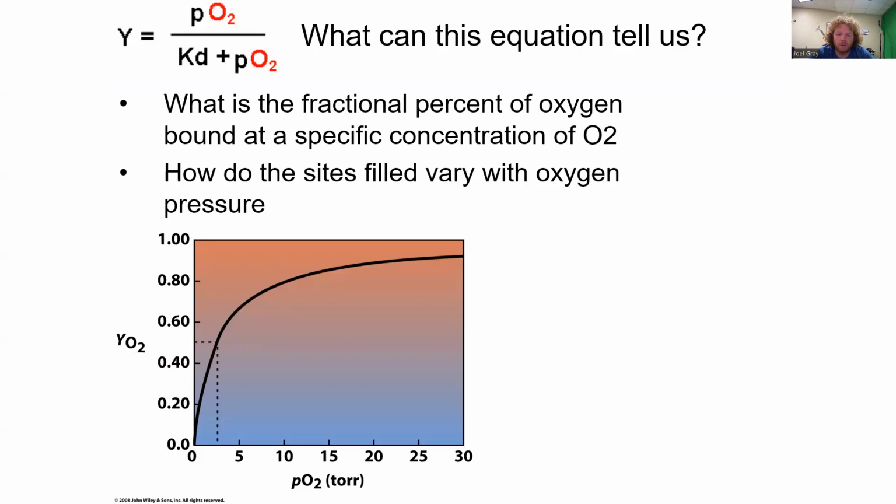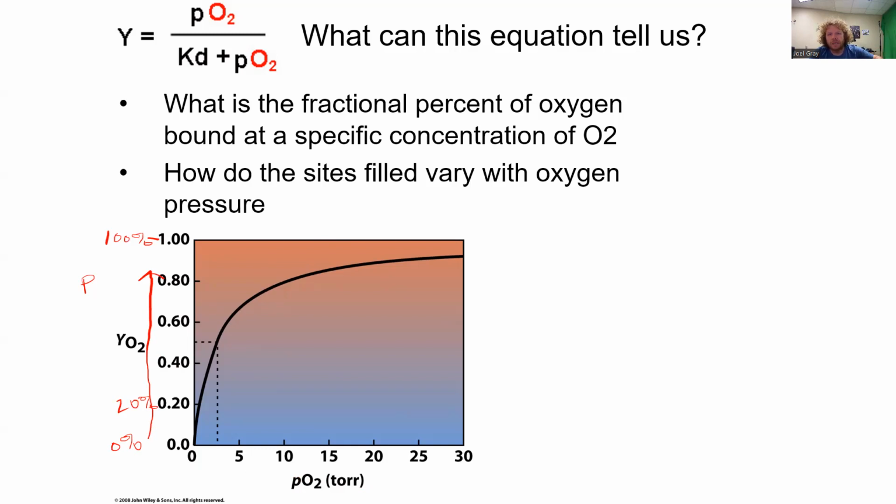But this is our hyperbolic curve. If you look at the y-axis, what this is showing us is that at the top, 1.00 is equivalent to 100% of the protein having bound to the ligand. And along our y-axis, you could look at this as 80%, 60%, 40%, 20%, and 0%. Our x-axis shows the rough concentration or the partial pressure of O2.